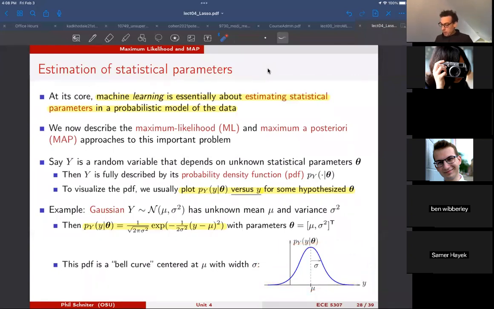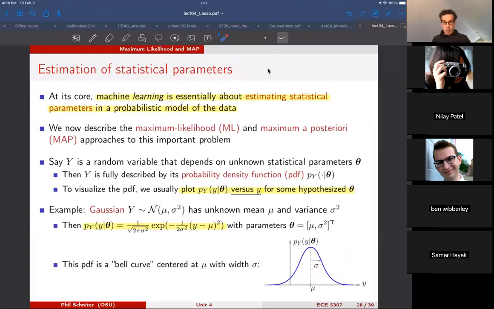And more specifically, the mu just tells us where the center of the bell curve is. And sigma, which is the square root of the variance, the standard deviation, tells us the width of the bell curve. And this is something I know you've all seen before.